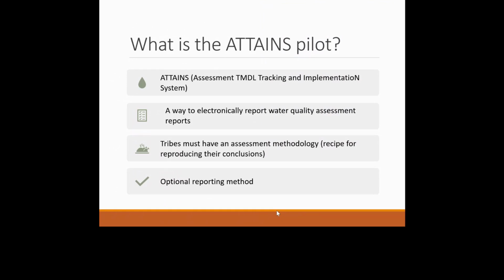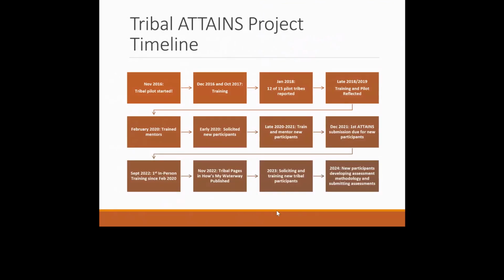And so for the past few years, 12 tribes from Region 5, 6, and 9 have been submitting assessment decisions into this system as a potential alternative to water quality assessment reports. It was a request out of another region, and it started as a pilot. Based on some feedback we got from tribes participating in the pilot, they seem to like it. So we've been soliciting for new participants in this program.